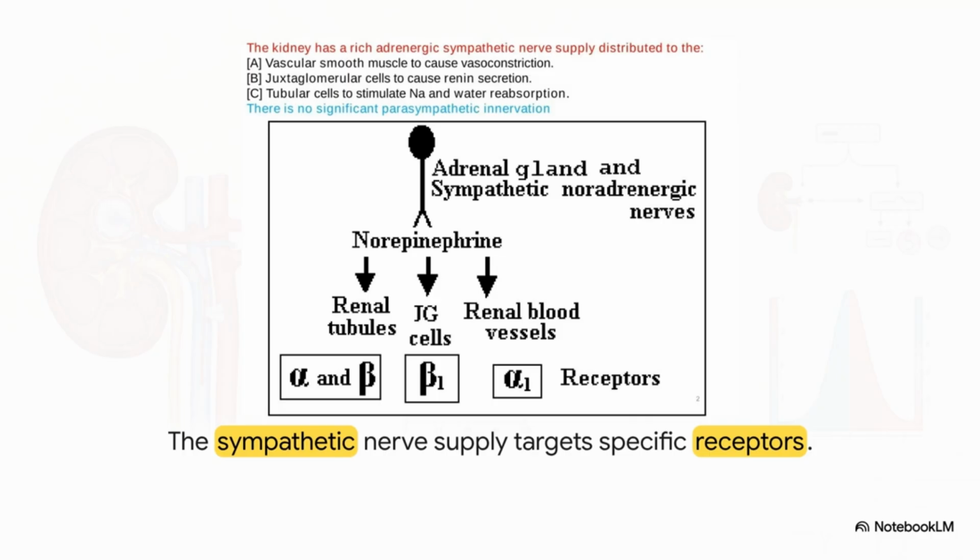Then we've got beta-1 receptors sitting on the juxtaglomerular, or JG cells, and these are the ones that trigger renin secretion. Finally, alpha and beta receptors right there on the renal tubules kickstart sodium and water reabsorption. Oh, and here's a massive takeaway for your exams. There is basically no significant parasympathetic innervation in the kidneys. The control here is overwhelmingly sympathetic.